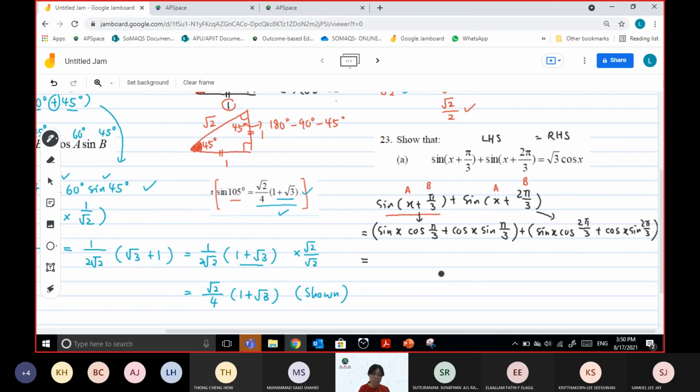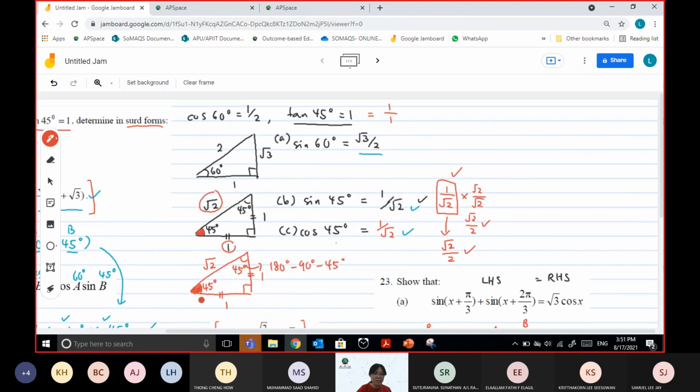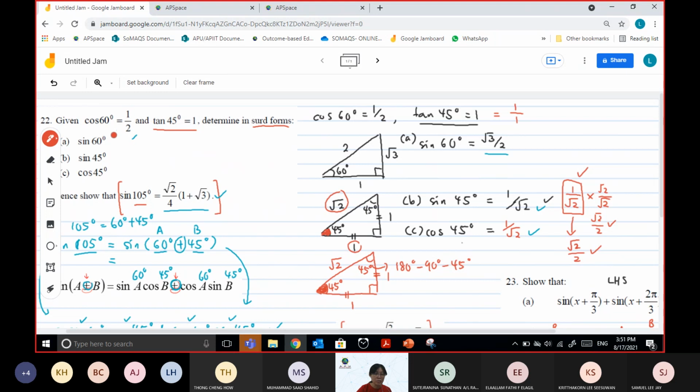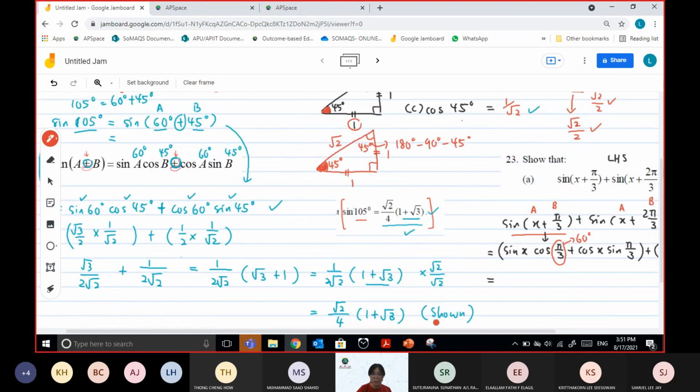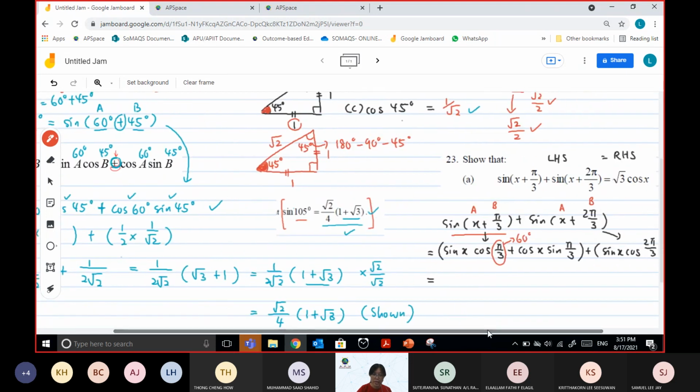So it's actually cos 60, right? Okay, this one is actually pi over 3, so this one is actually 60. Cos 60 degree. Actually, just now you have the value earlier. Okay, cos 60 is 1 over 2 from question 22. Okay, so 1 over 2. So sine x times 1 over 2.